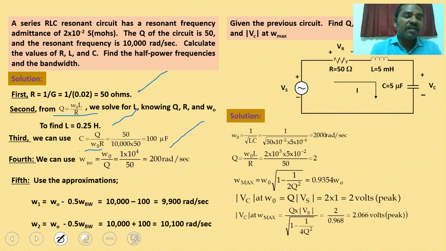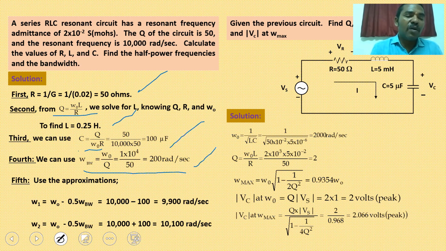So they are asked to find the calculation of half power frequencies and bandwidth. Bandwidth can be represented as omega naught by Q. So what is omega naught? Omega naught is 10,000 divided by Q, 50. So you can get 200 radians per second. Then we are going for the calculation of omega 1.